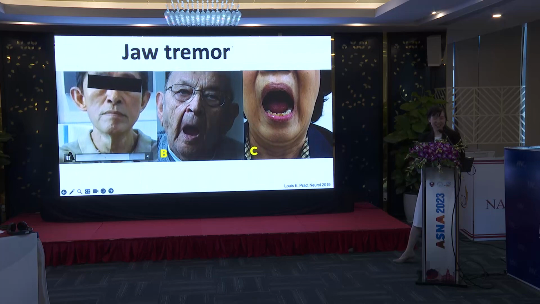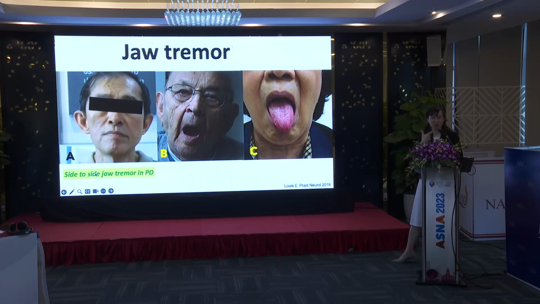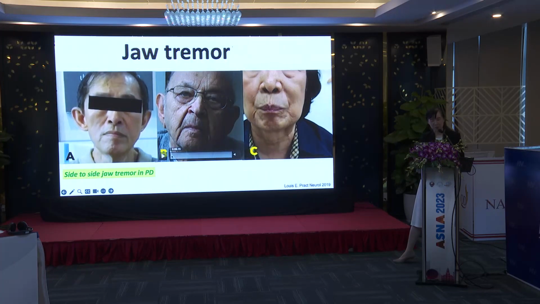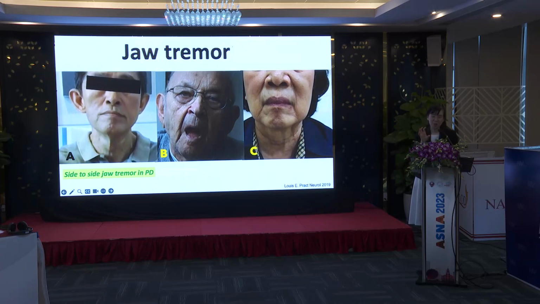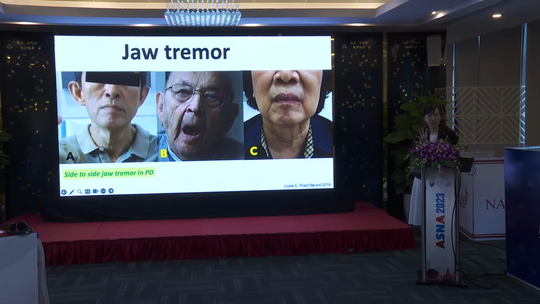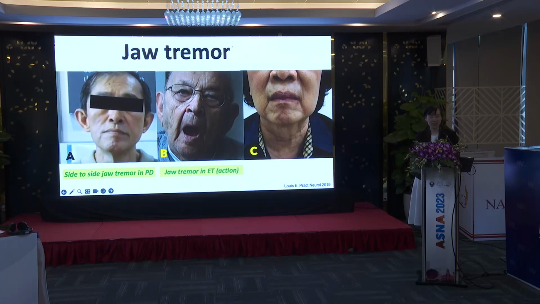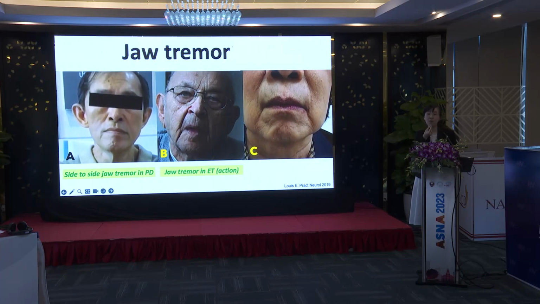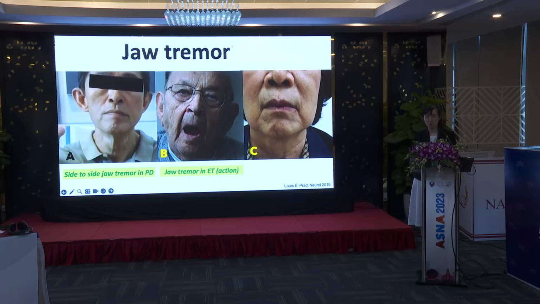Okay, so in A, you can see that the patient has side-to-side jaw tremor in PD, right? While the patient here in B, you can see that he doesn't have tremor at rest. But when he opens the mouth, he has a tremor. So this is an action jaw tremor in essential tremor. And this lady has a vertical axis tremor like this. So this is rabbit syndrome or drug-induced tremor.